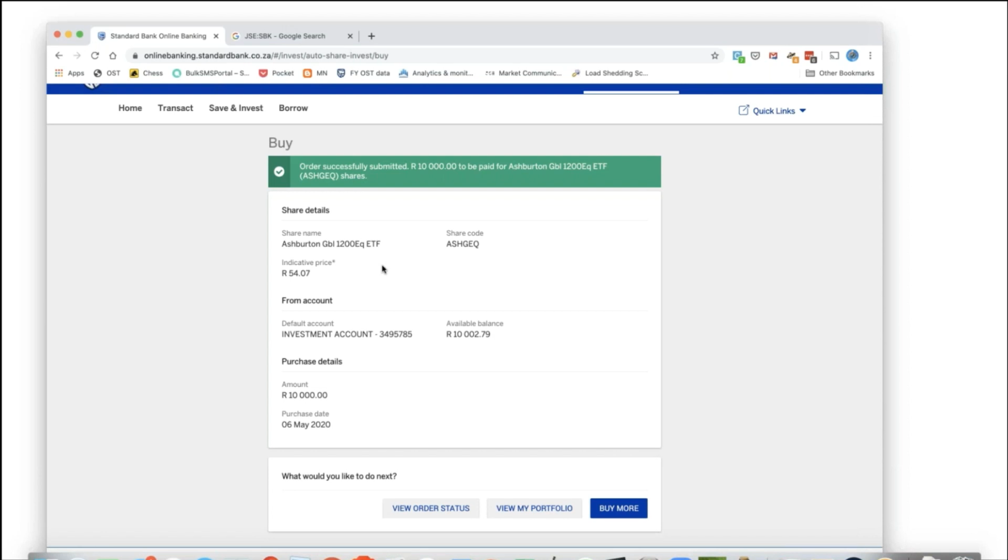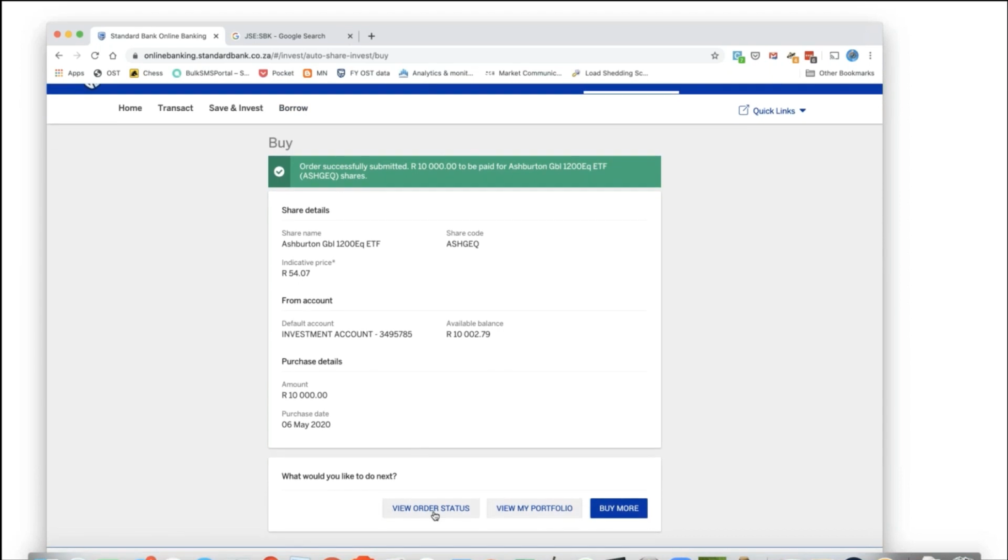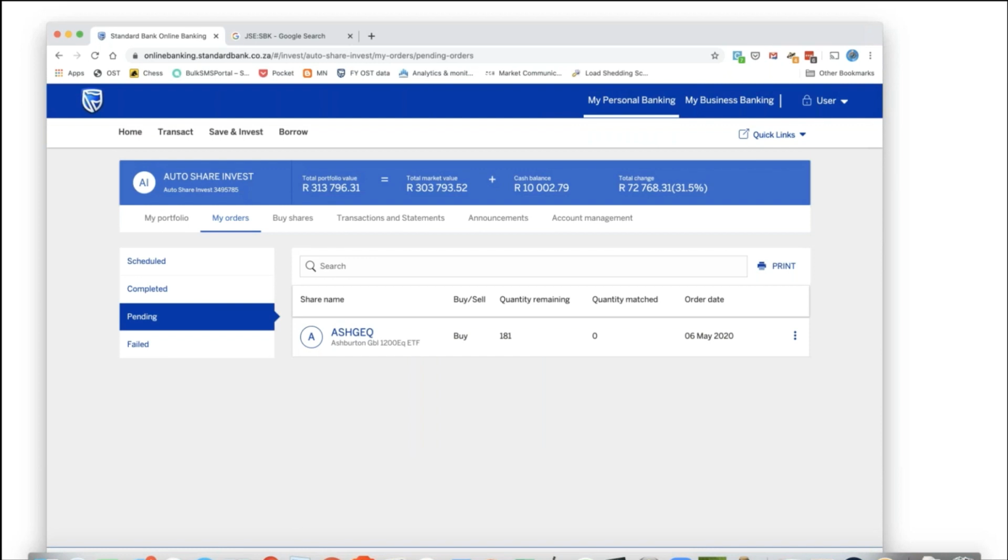I've got some friends who had the whole OST, and for them the bells and whistles were not of any particular use, so they were like, okay, nice, but not necessarily huge. So there is the order. So they're going to buy me 181, not yet gone through. It is a buy. Quantity matched so far is 0.